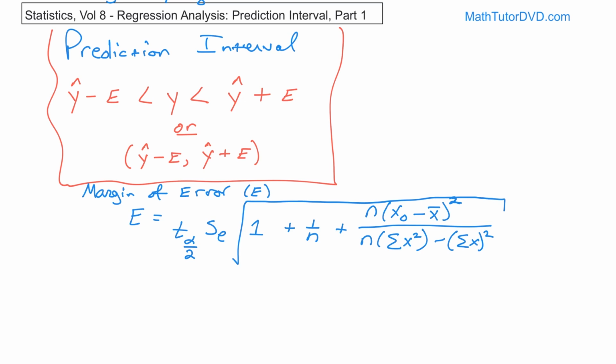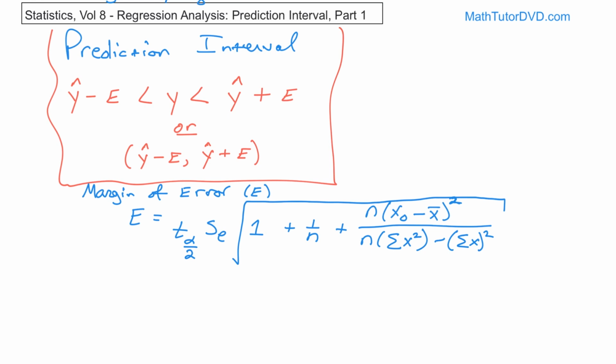So this is the margin of error. It's ugly. That's why I started out showing you what the prediction interval is, so you can understand conceptually what you're doing. All you're going to do is use this equation to calculate a value. And I'm going to go over it in just a second to show you how you get there. Once you get this margin of error, you just add it to the point on your regression line and subtract it from the point on your regression line, and then boom, you have a confidence interval.